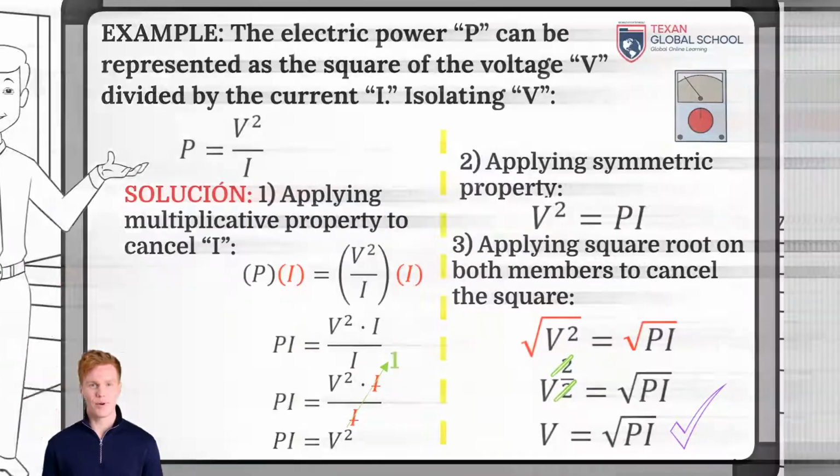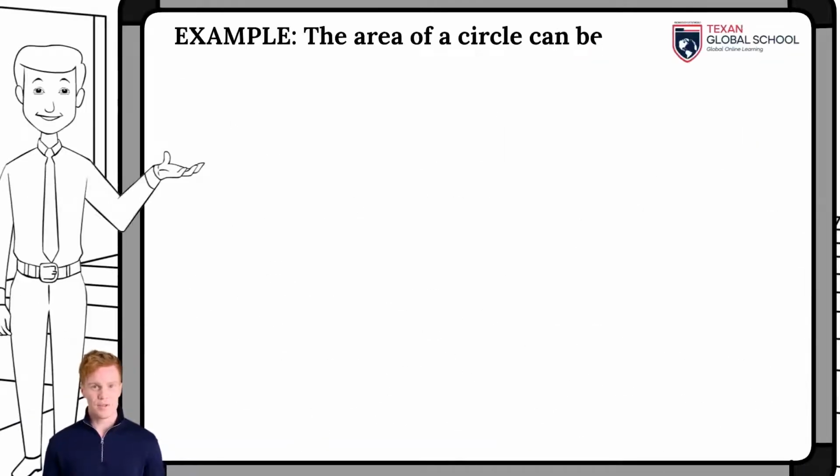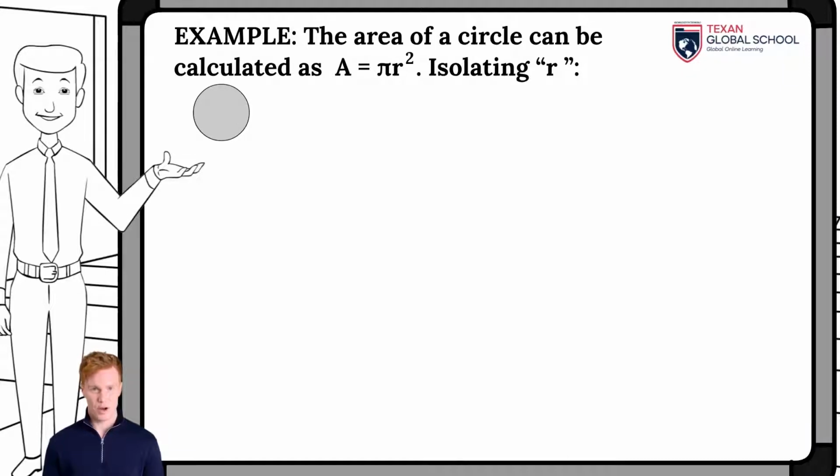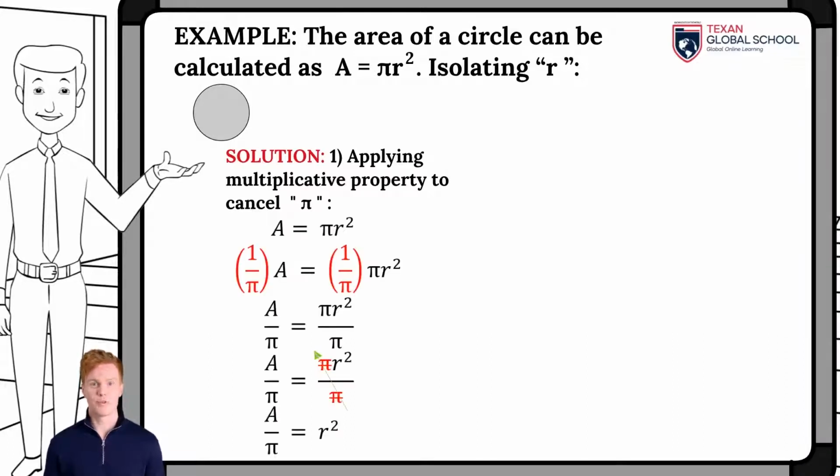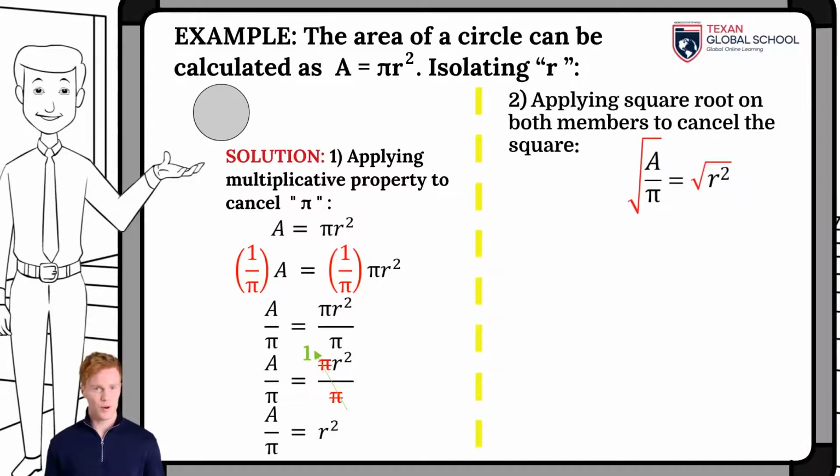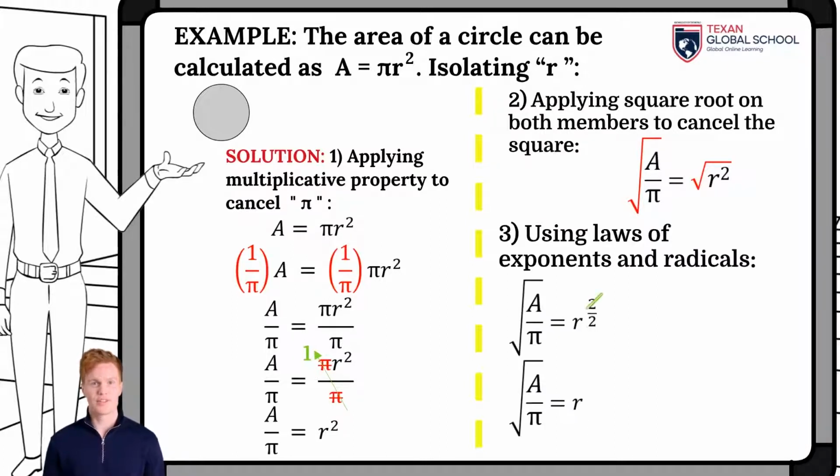For the following example, let's remember that the area of a circle is pi times radius squared. We will isolate the radius r. To isolate the variable r, we must eliminate pi from the right side. We do this by multiplying by its multiplicative inverse, 1 over pi, on both sides of the equality. Pi over pi is simplified to 1 on the right side, hence, we apply the square root on both sides to cancel the square of r. Using laws of radicals, the root is simplified, and by symmetric property, we obtain that the radius r is equivalent to the square root of the quotient of the area with pi.